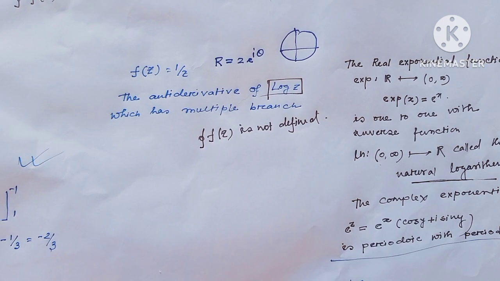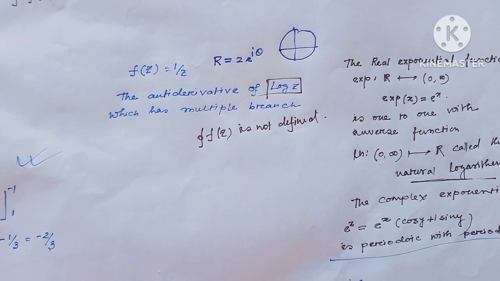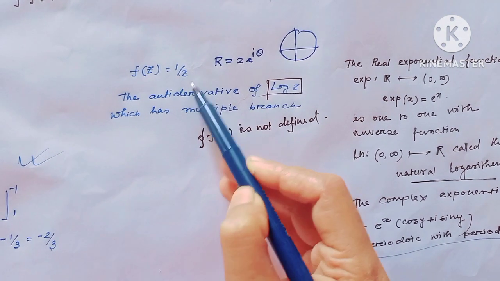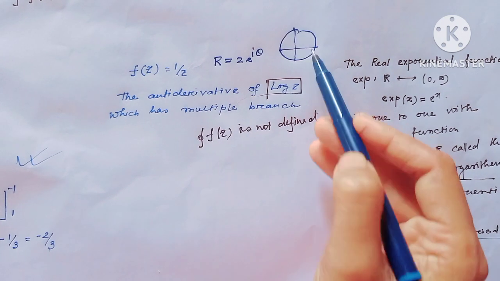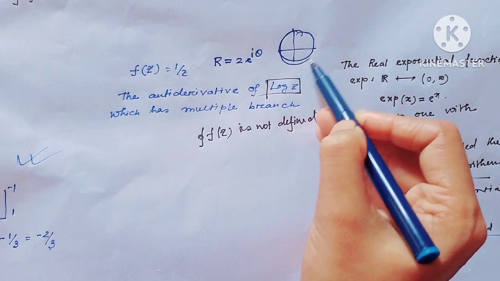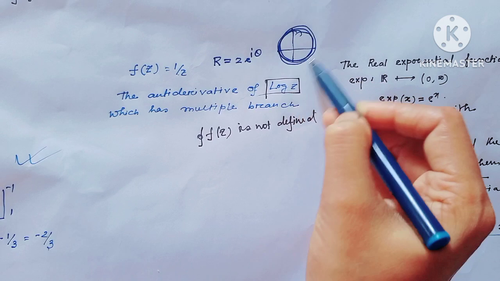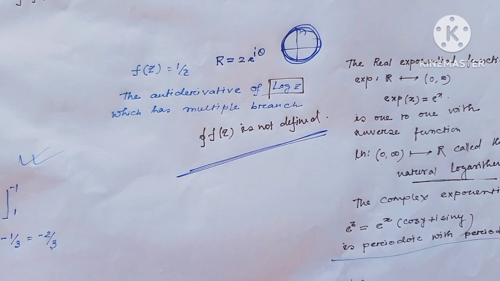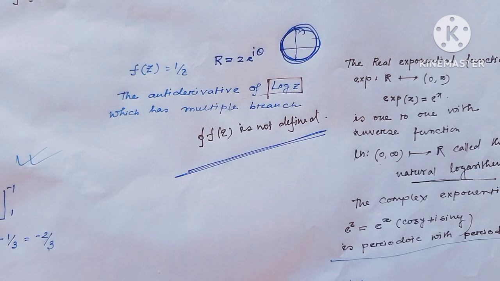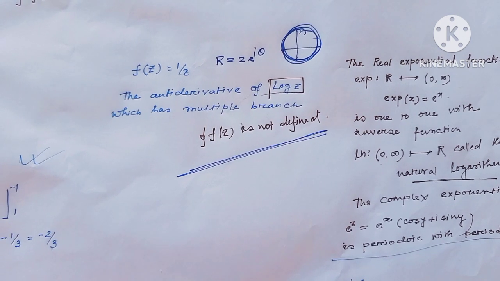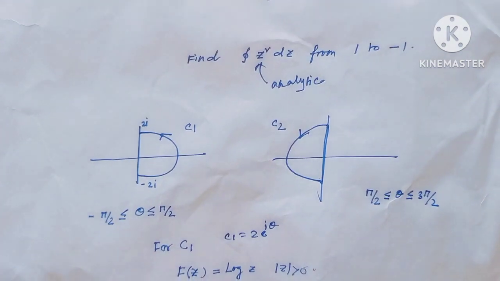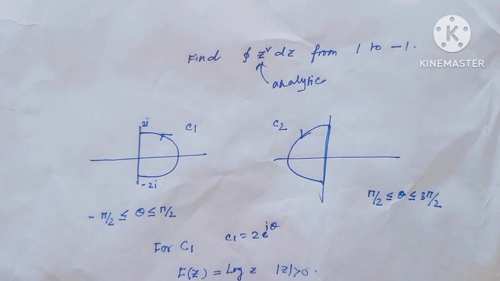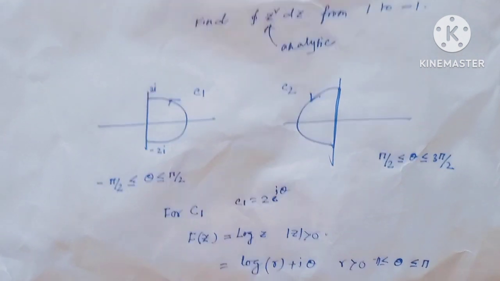So the integration of f(z) dz, where f(z) is 1 over z, in this region, if we consider this type of region, 2 e to the power i theta, is not defined. I hope all my viewers have understood this clearly. Okay? Now my question: then how can we evaluate this integral?